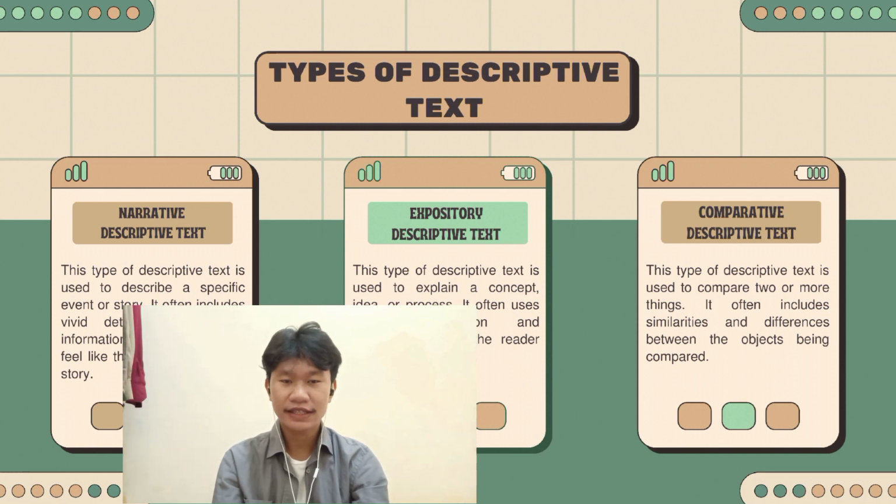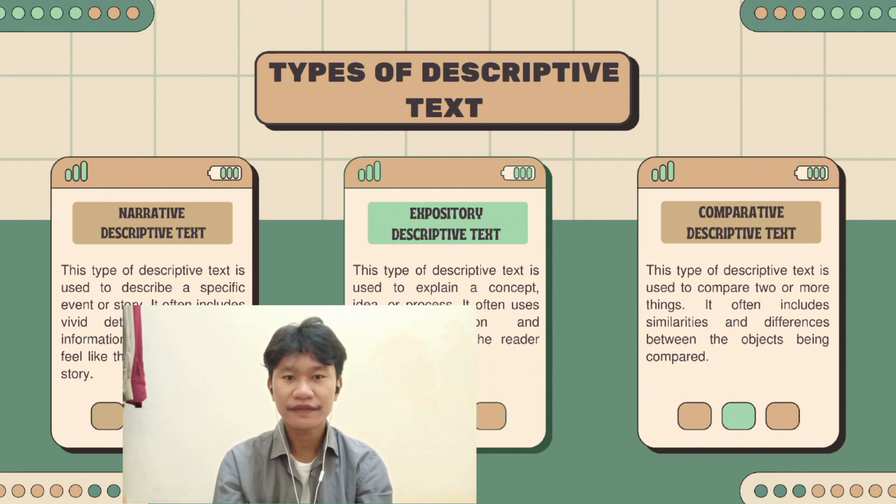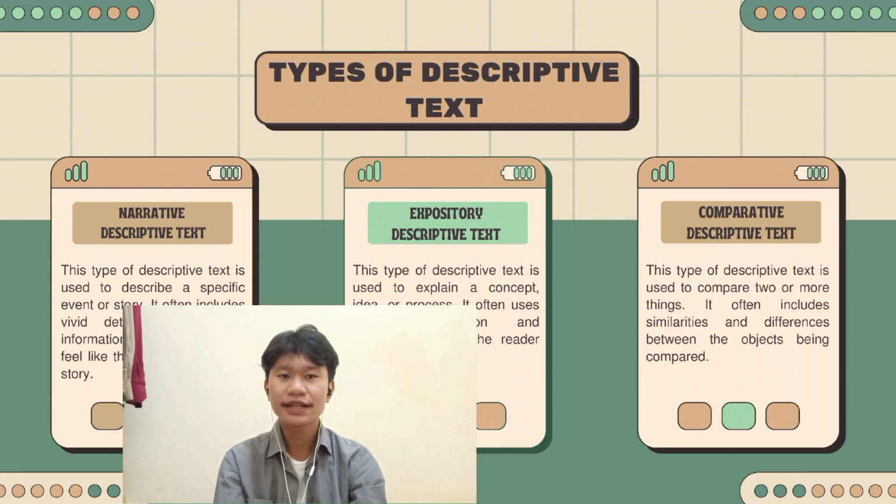Expository descriptive text. This type of descriptive text is used to explain a concept, idea, or process. It often uses factual information and examples to help the reader understand the topic. Next is comparative descriptive text. This type of descriptive text is used to compare two or more things. It often includes similarities and differences between the objects being compared.